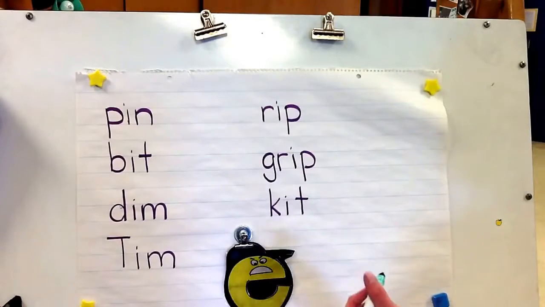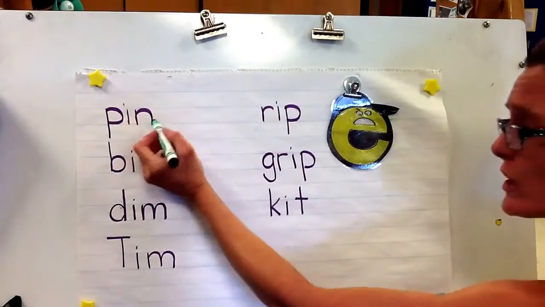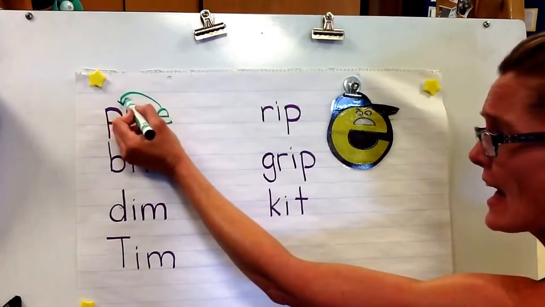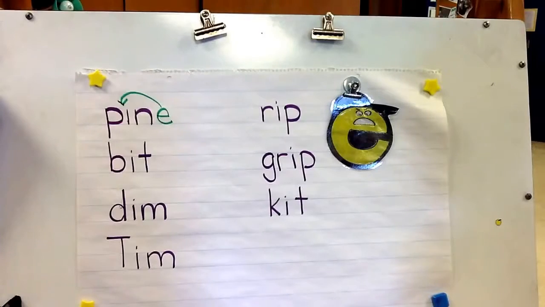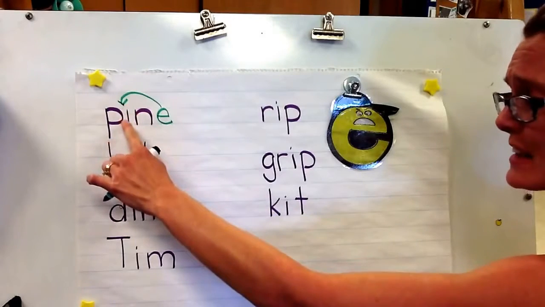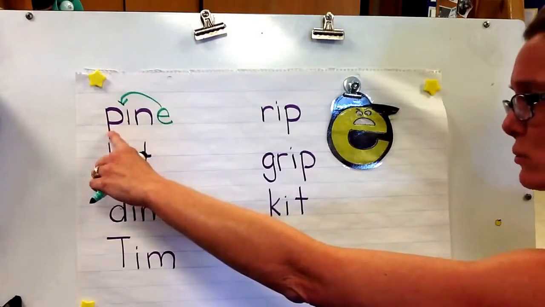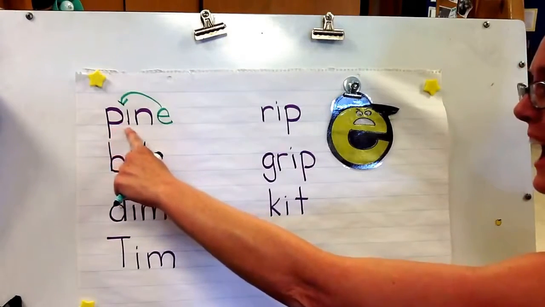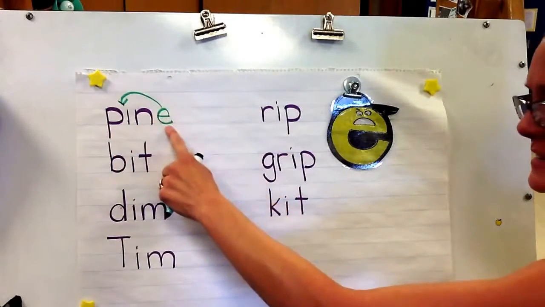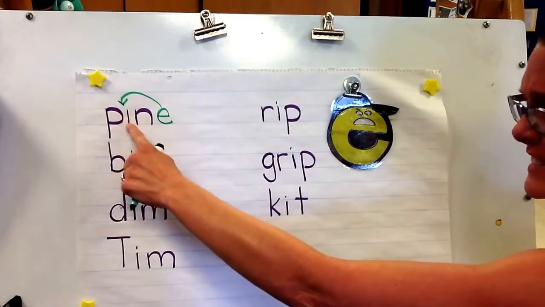So what happens with our Bossy E is that he comes to the end of a word, he jumps right on, and he says, "Hey, you better say your name, and I'm not talking." So what does that mean? That means that our I is not going to say /i/ anymore. It's going to say /ī/. So let's read this word together. Pine. What's the word? Pine. So that Bossy E is silent, but he tells that I that he has to change its sound. So now he's an /ī/.